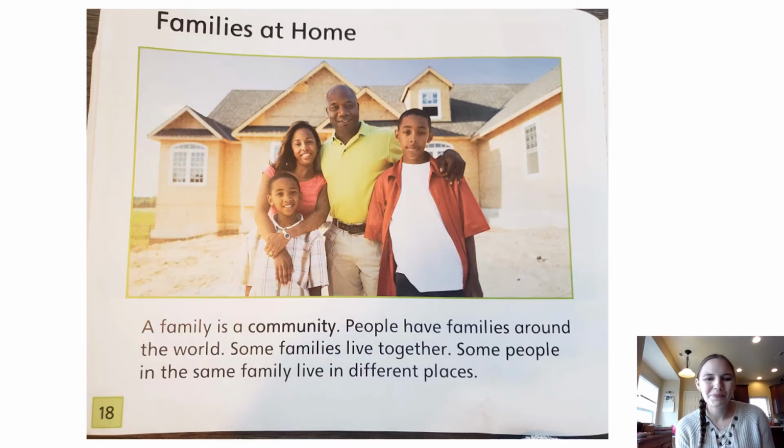Families at home. A family is a community. People have families around the world. Some families live together. Some in the same family live in different places. So I know that my family is all the way in a different state. My family is in Massachusetts, which is a 24-hour drive from here, so it's really far away. But I live here in Kansas. We're still family, but we live in different places. You might have family that lives in different places too.